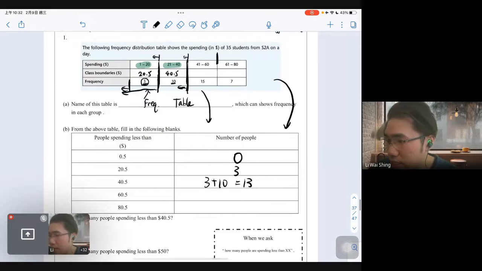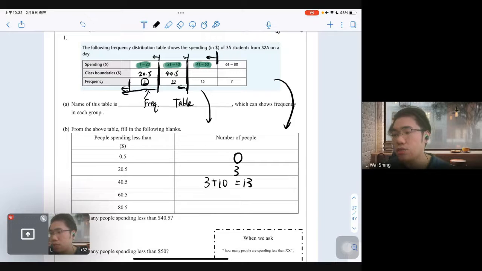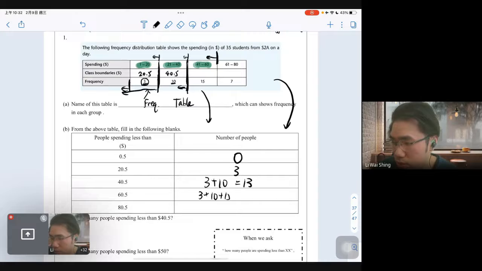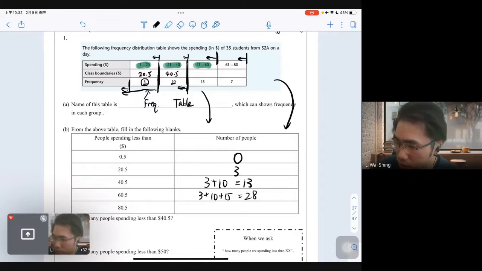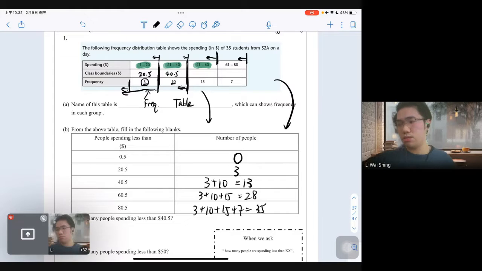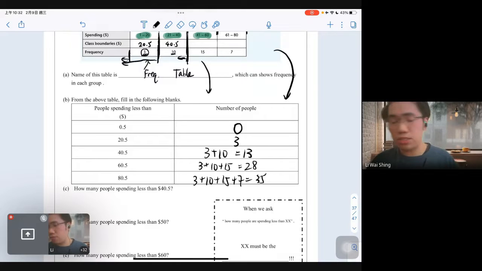Spending less than 60.5. The first group, yes. The second group, yes. The third group, yes. I don't want to know which group you are in, but in total, less than 60.5, there are 28 of you. And the last one, 80.5. So 3 plus 10 plus 15 plus 7. 35 of you are spending less than 80.5. That is the cumulative frequency table.